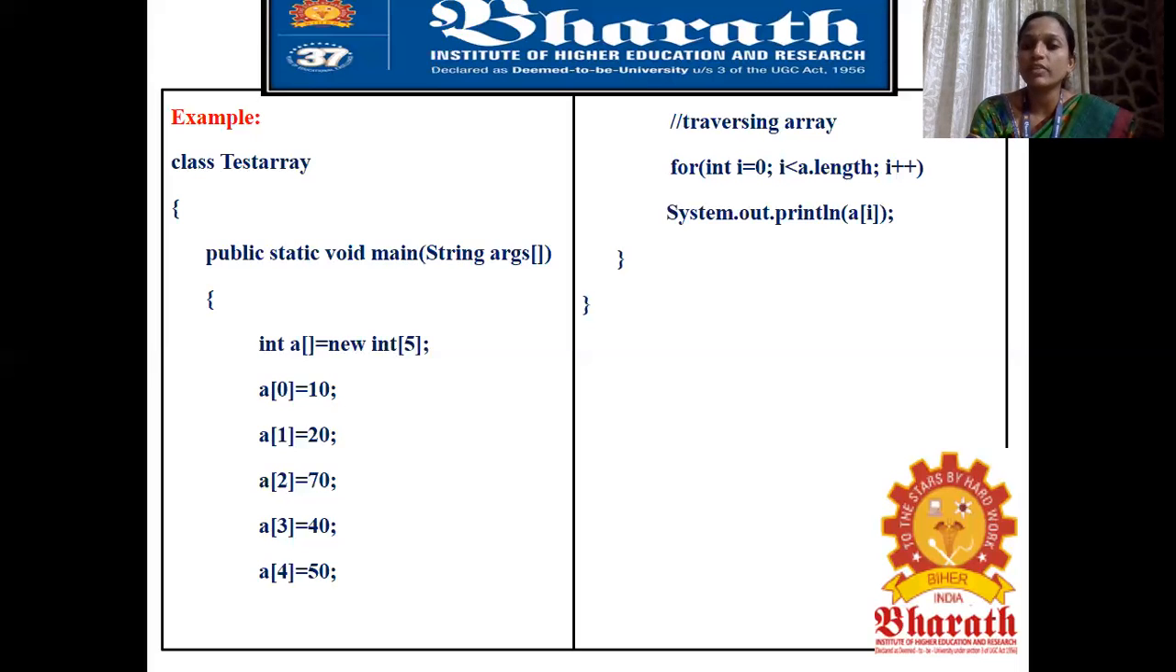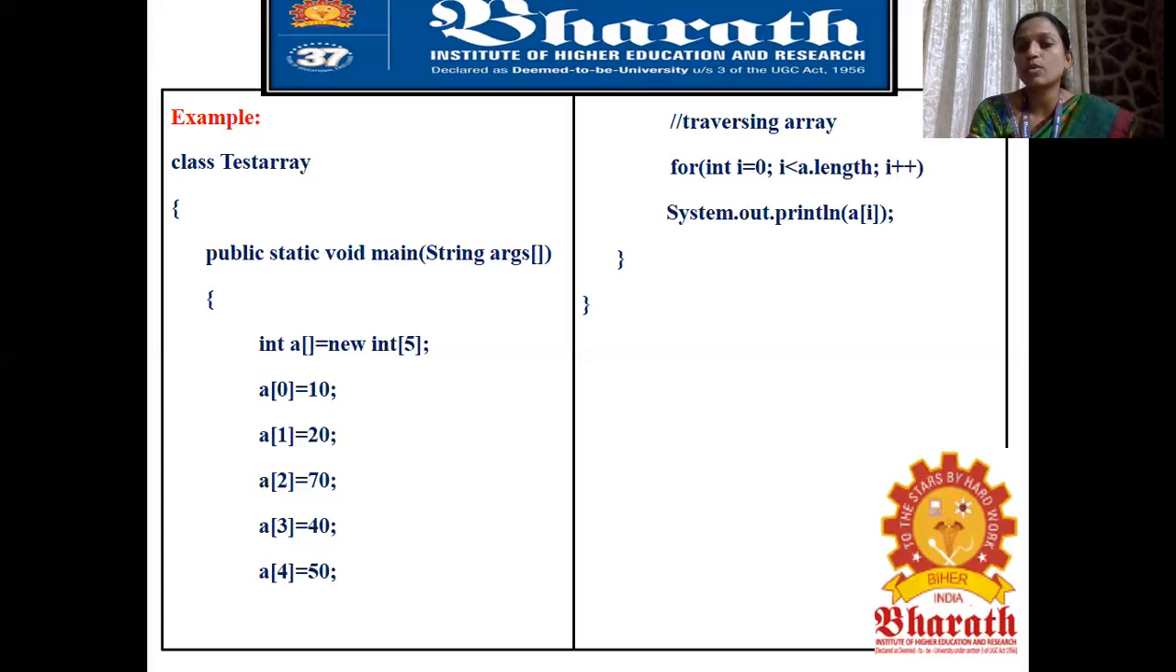So next we increment the i value. i is equal to i plus 1, means 0 plus 1. We have incremented the i value, so now the i value is equal to 1. 1 is less than 5, so the condition is again true. So we have to display the second value, 20.